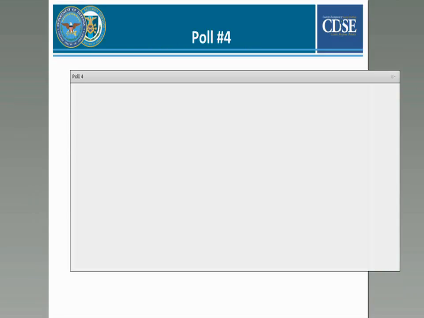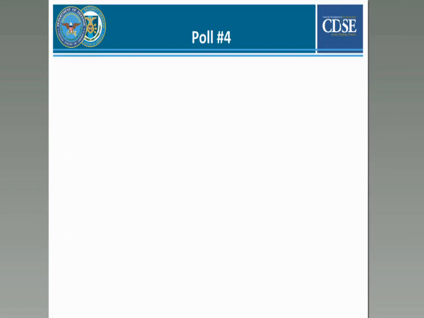Let's do another poll question. Can an OCA assign their authority to someone else? Looks like the majority of our folks have answered the correct question, which is B. They can't assign their authority to someone else, but when someone is taking their place, that authority then can be passed to that individual. It gets kind of tricky sometimes.